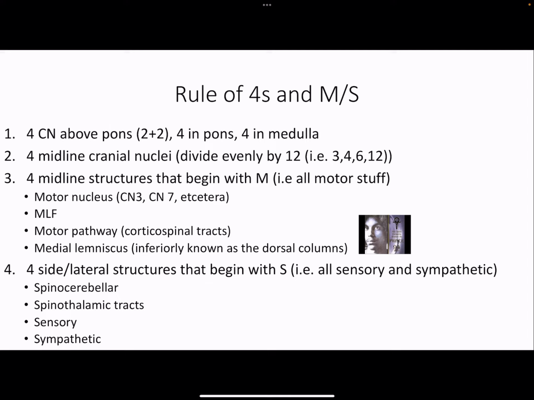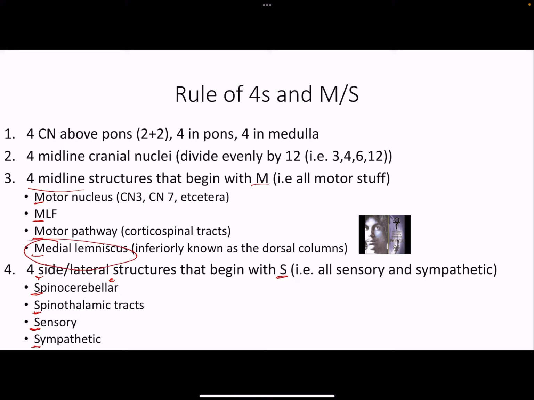In general, we're going to have 4 midline structures that begin with M: the motor nucleus, the MLF, which is in the midbrain and pons for the most part, the motor pathways, and then the medial lemniscus. And then the side structures, we're going to have 4 of them that begin with S. Again, rule of 4s. Spinocerebellar for going to the cerebellum to help with coordination. Spinothalamic tracts, sensory and sympathetic.